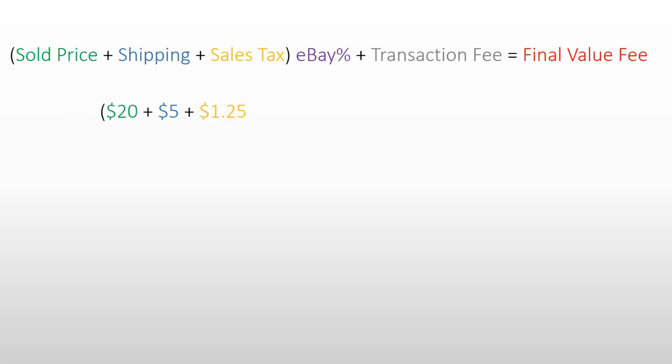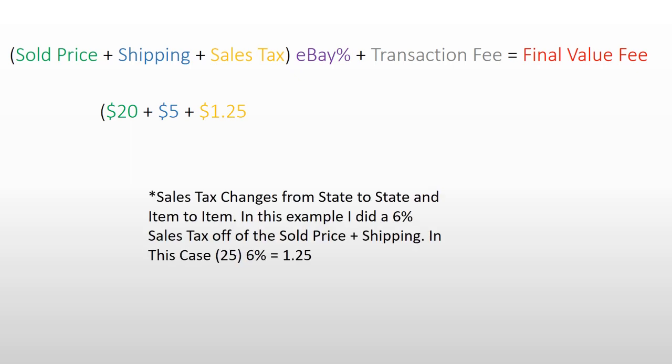Then the buyer also paid $1.25 sales tax, and I got this tax number by just doing a 6% sales tax. This is where it's tricky with eBay's fees because sales tax changes depending on the type of item you're selling and the place it sells in. Depending on what state or country it sells in, it's going to vary. For this example, let's pretend I sold some clothing and the state I sold it in has a 6% sales tax. Other states are going to have 5%. Maybe some people are going to have more. But just for this example, you plug in your number there to check your final value fee.